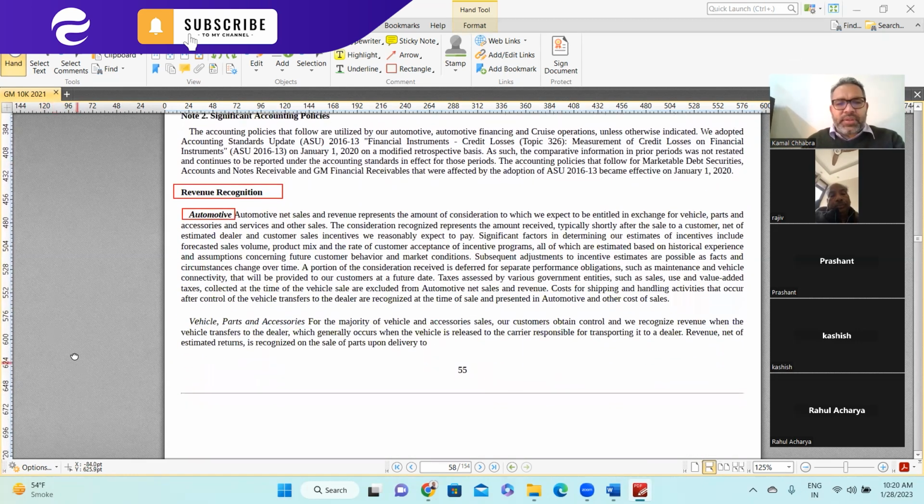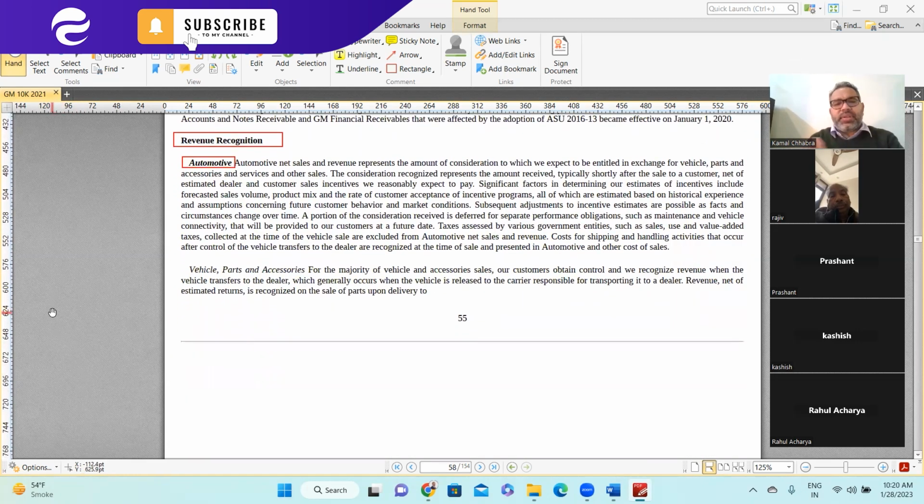In the accounting policy, the policy is revenue recognition. If I talk about General Motors, they have two businesses. One is the automotive business, which manufactures and distributes cars. And second is General Motors Financial, right? In GM Financial, they provide financing services for the automobiles which they sell, right?